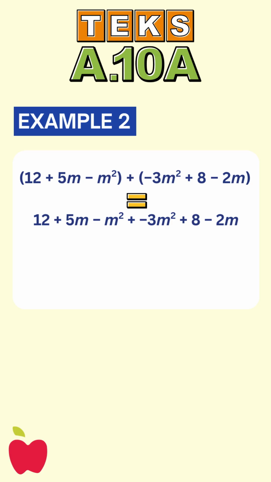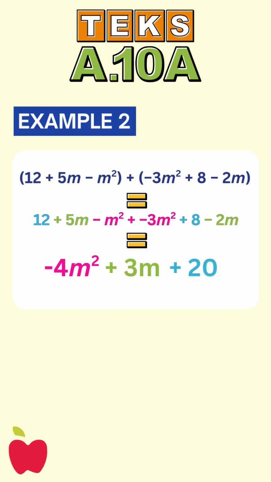Now combine like terms. Negative 1m squared minus 3m squared equals negative 4m squared. 5m minus 2m equals 3m. 12 plus 8 equals 20. So the final answer is negative 4m squared plus 3m plus 20.